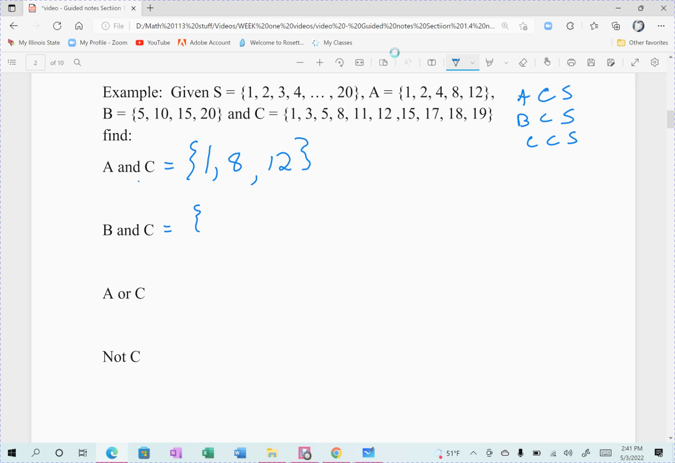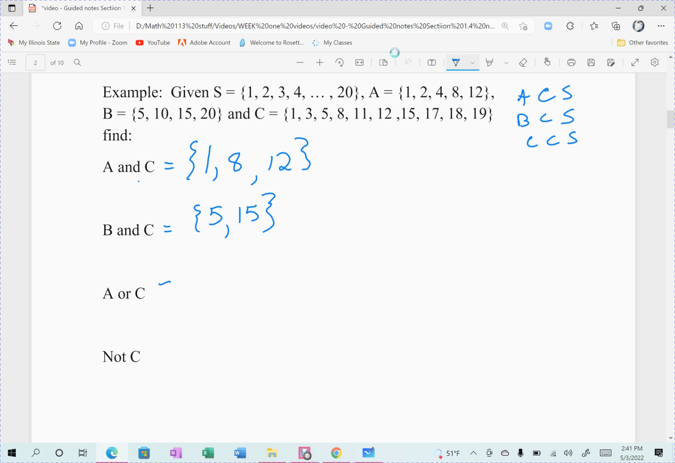All right, 5 is in B, 5 is in C, so I include 5. 10 is not in C, so it's not included. 15 is in C, so I do include it. And then 20 is not, so I don't include it. So the only two numbers they share are 5 and 15, and so that's the only set. Those are the only two numbers in the set B and C, 15 and 5.